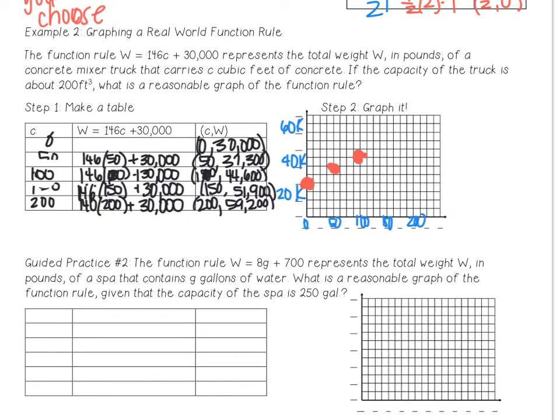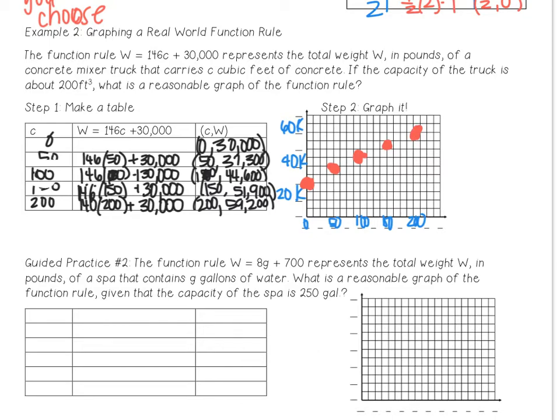The next one is 150 and 51.9, so it's going to be 150 here and then up to 51.9, so there's 50, so it's going to be about in here somewhere. Then the next one is 200, and it's at 59,200, so it's going to be right at 60,000. About there. And that is my graph.